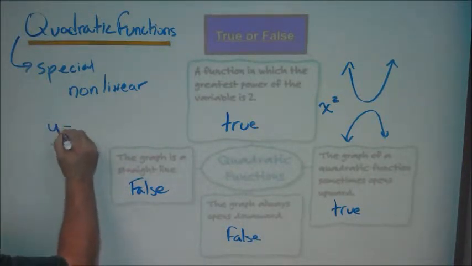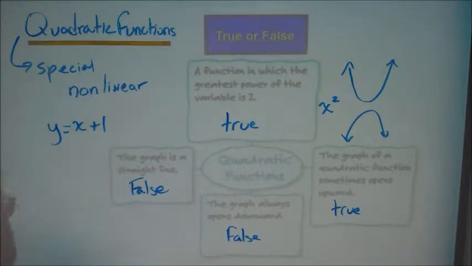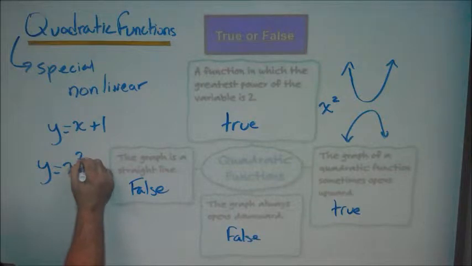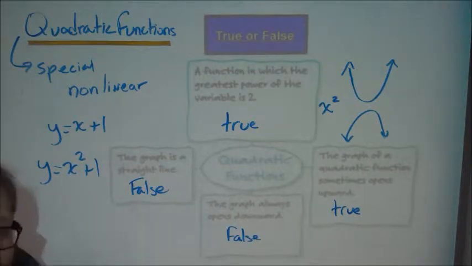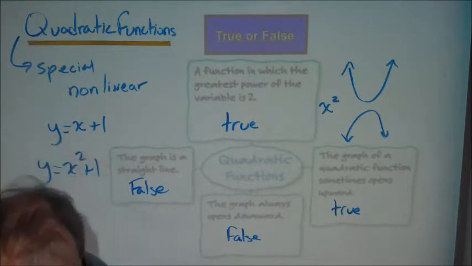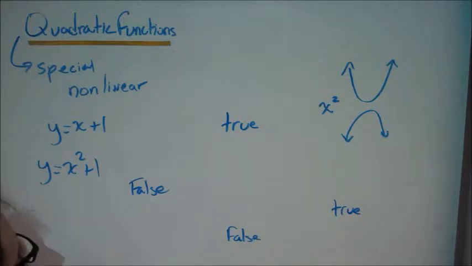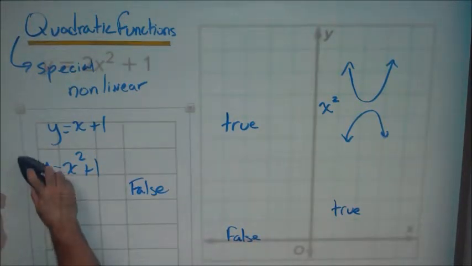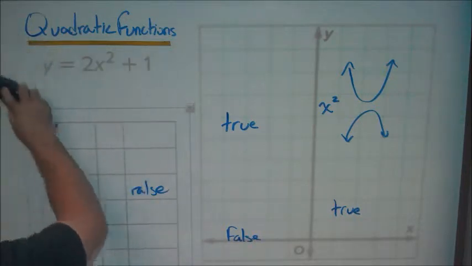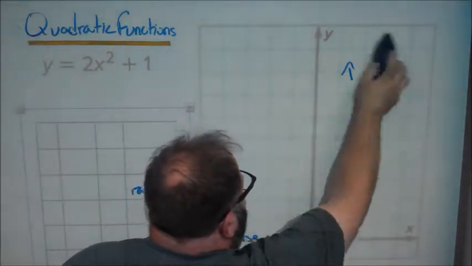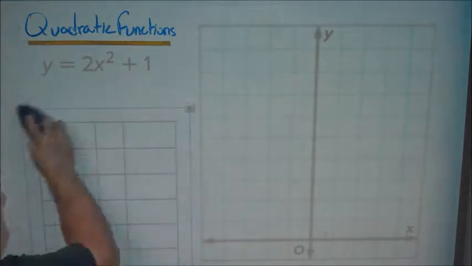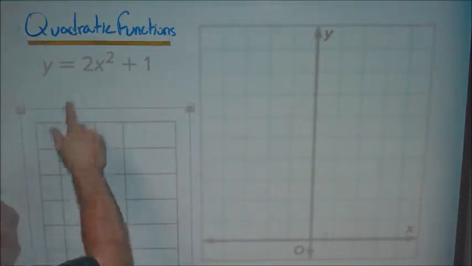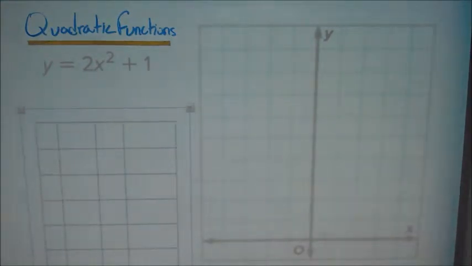Yes, so quadratic functions are just taking our function where we would have had, let's say, y equals x plus 1. Now our quadratic is going to be y equals x squared plus 1. And that will affect the way that it graphs. Let's check an example of this here. So we got our quadratic equation, and this, our quadratic equation, is y equals 2x squared plus 1.